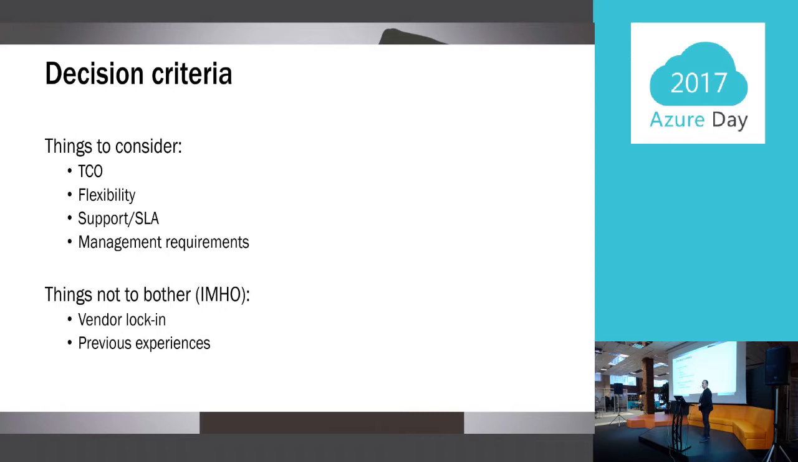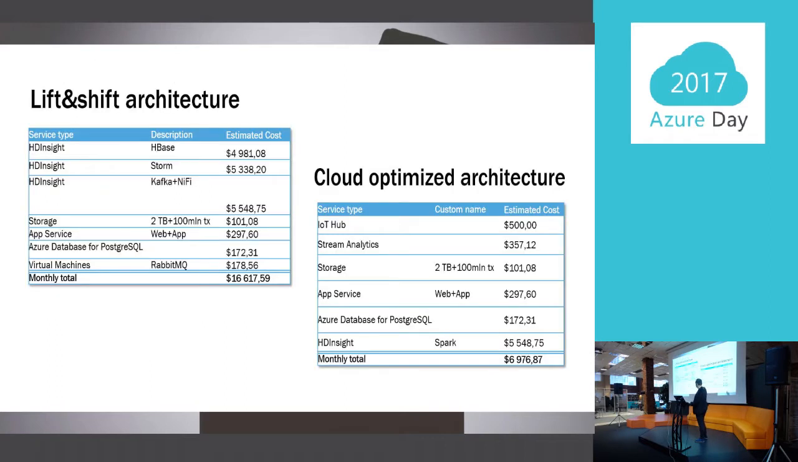Flexibility, another very important thing, right? Are you willing to become vendor locked in or not? You'd like to have full flexibility, to migrate across clouds or maybe go back with this solution to some on-prem system. Support and SLA, also extremely crucial, right? If you look at all those open source components, somebody needs to maintain them. Either you have those resources in place or you need to acquire them externally. This also will cost you some money.